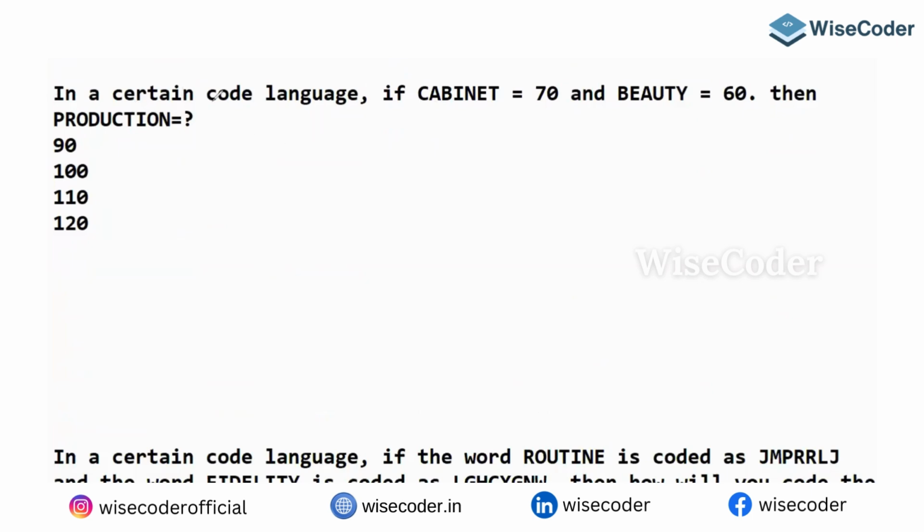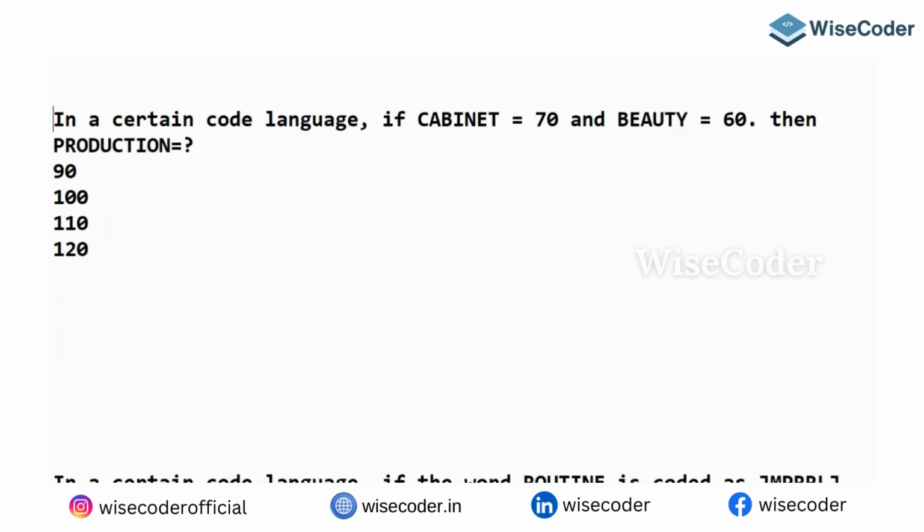So the number of letters is 7. When there are 7 letters, what has he written? 70. When there are 6 letters, he wrote 60. So the pattern is 3, 6, 9, 10: number of letters into 10, into 10, here also into 10. So the product into 10 will give you 100. Okay, so into 10, into 10, into 10.